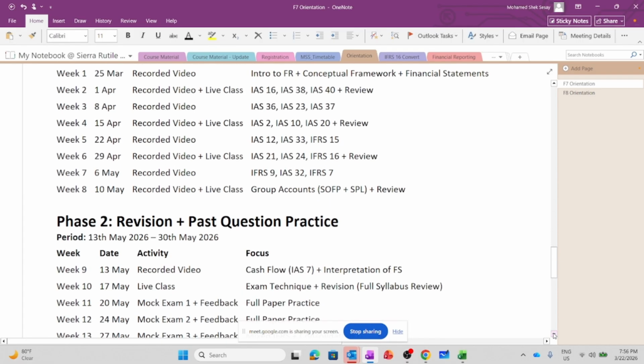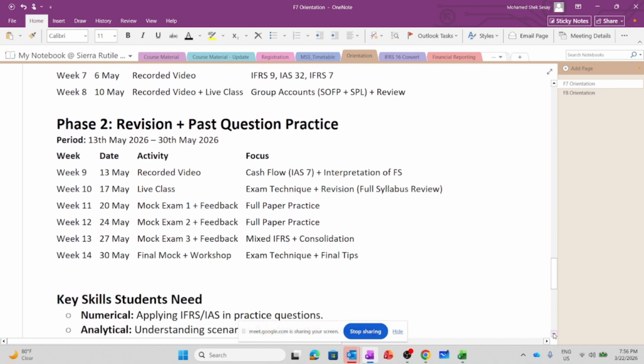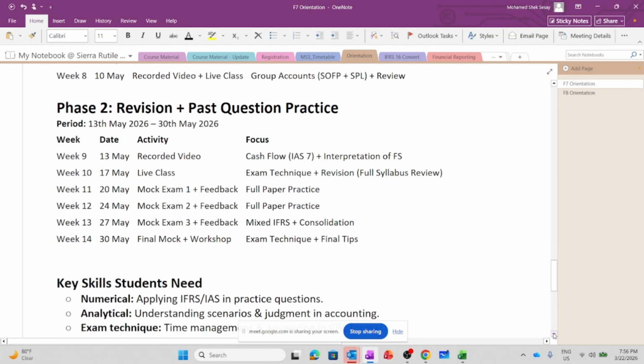So basically, in phase 2, we are going to look at revision and past question practice, which is very important for the examination. From the 13th of March to the 30th of March, we are going to focus specifically on detailed revision. We are going to look at the recording section in full, and cash flow and interpretation of financial statements, the ratio analysis, and also the exam technique, which is very much important for section C to be specific.